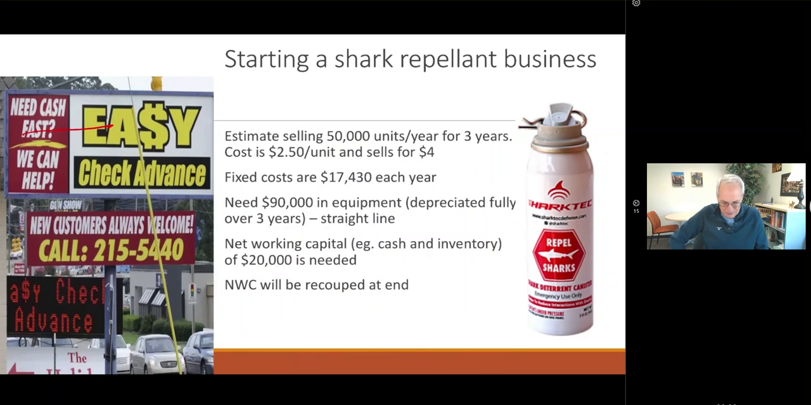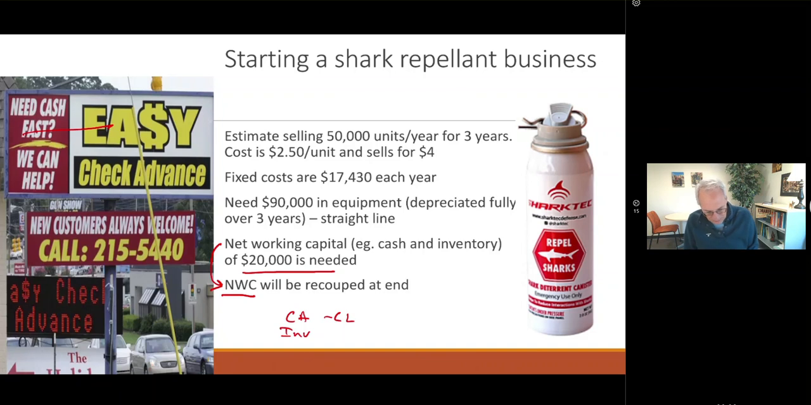Okay, so all this is on your outline. One thing I do want to mention here, remember NWC is net working capital. The way that these problems typically work is that at the beginning, we need net working capital. Net working capital, remember, is current assets minus current liabilities. So let's just say current assets is inventory, okay?